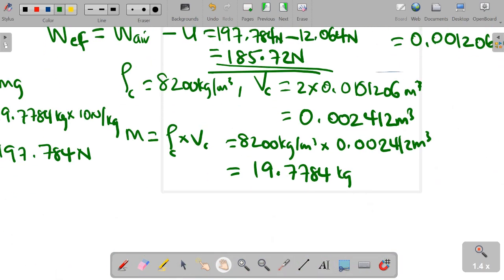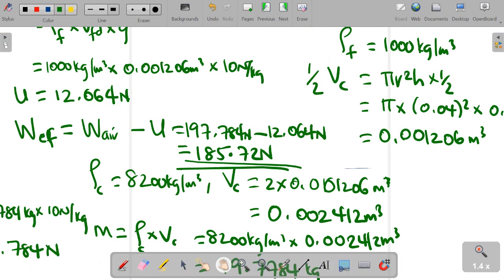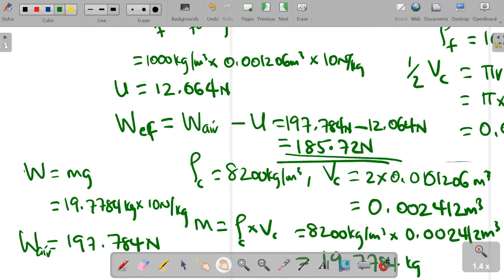Wow, long process. But yeah, can you try to do it and see if you can find the answer yourself? Otherwise, this is how you do this problem. Thank you.